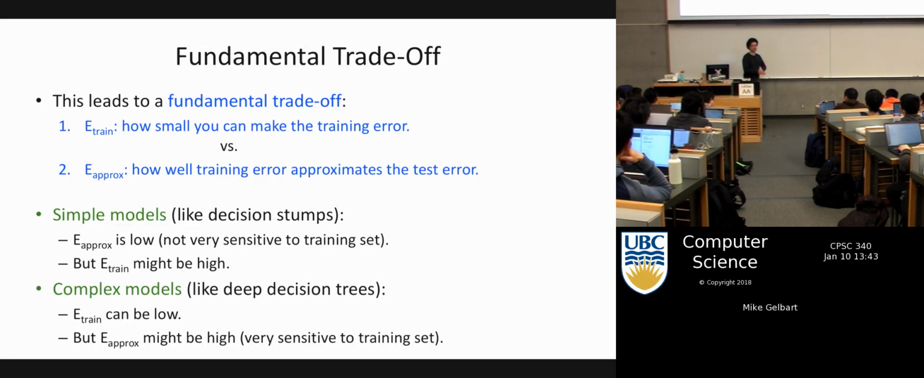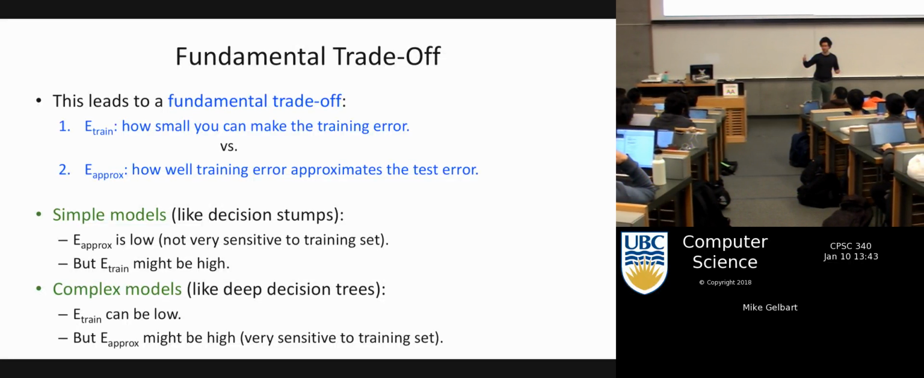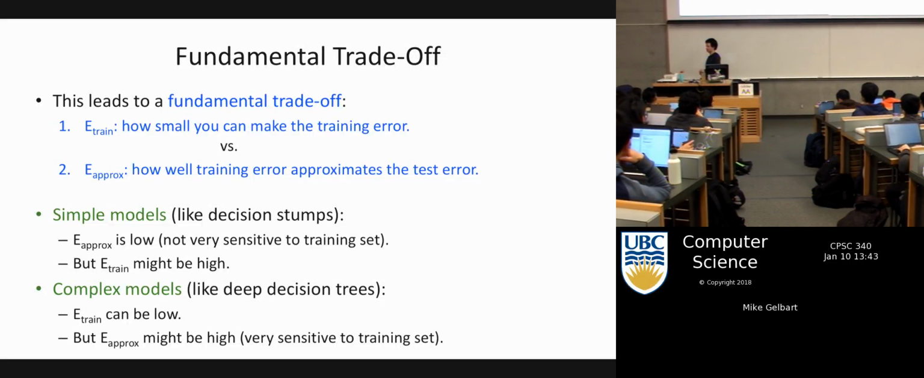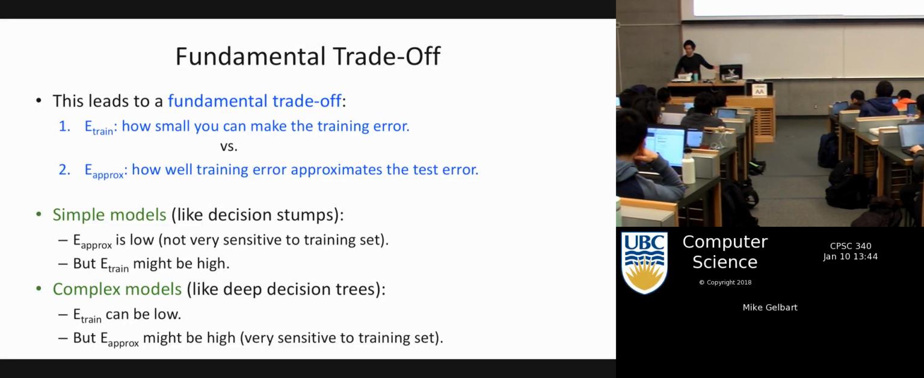And there are these words, overfitting and underfitting. And overfitting means that this approximation term is very big. So you're doing a bad job of approximating test error by training error. And underfitting is the other case where, just like the decision stump, you weren't even doing a good job on the training set. So a lot of terms today. Any questions or comments?